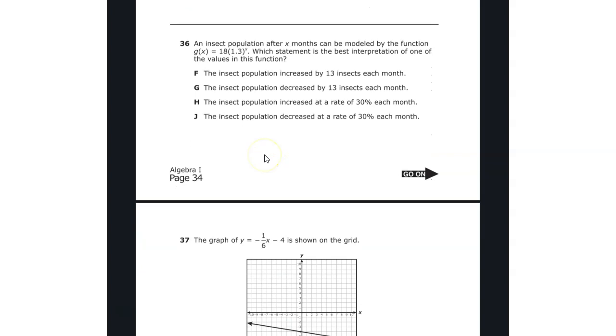Number 36, an insect population after x months can be modeled by the function g of x equal to 18 times 1.3 to the power of x. Which statement is the best interpretation of one of the values of this function? So what I'm going to look for here, there are a few choices. 18 represents the initial number of insects in this study. 1.3 means that we had a 30% increase, so there should be an increase of 30% each month.